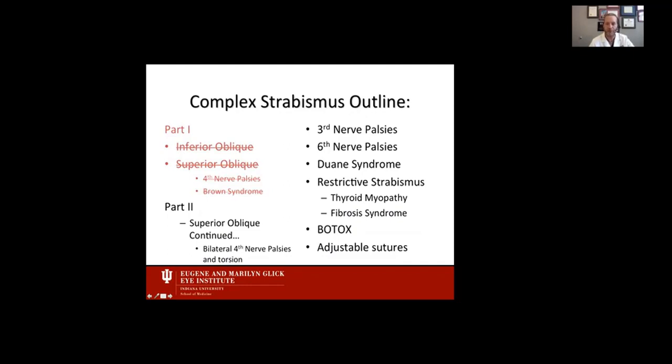And then as the hour goes on, we'll get into third nerve palsies, sixth nerve palsies, Duane syndrome, and other restrictive forms of strabismus, particularly the thyroid myopathy. And then I want to talk about BOTOX because that's a common issue that comes up, as well as adjustable sutures. So it's actually a very interesting session that we have ahead of us here.